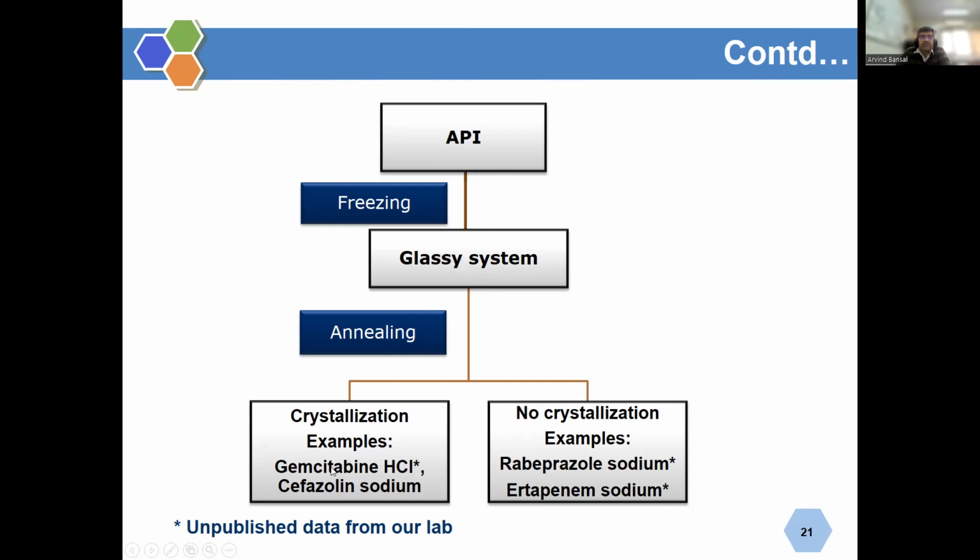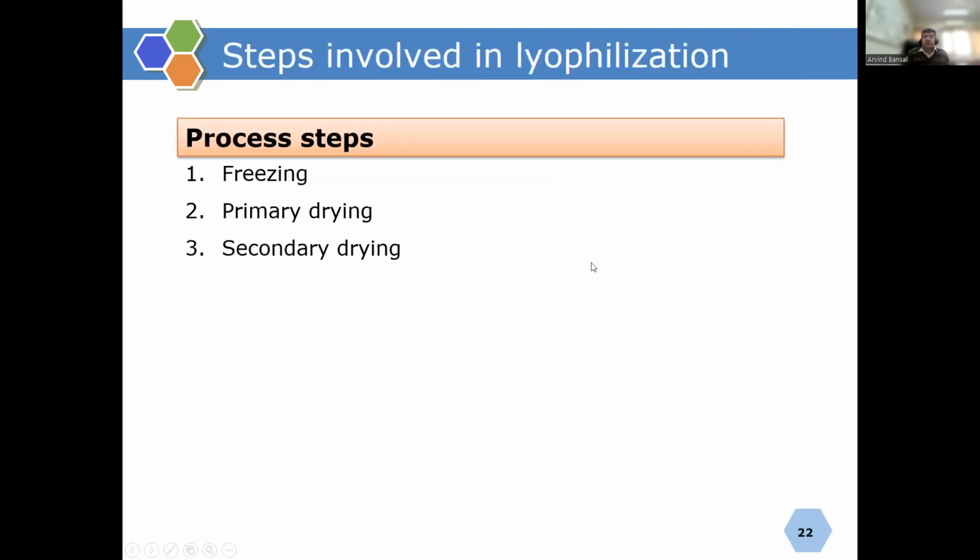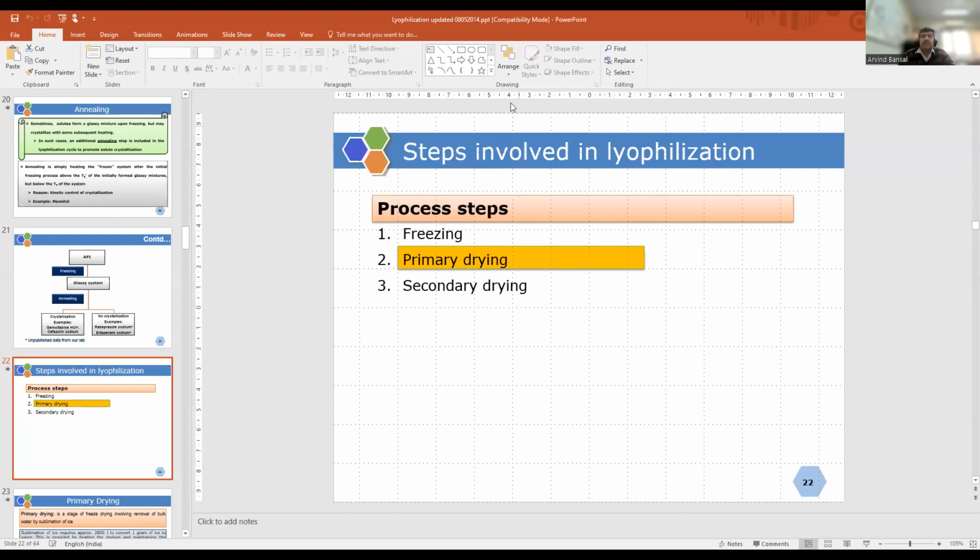The examples of some solutes that show crystallization after annealing include gemcitabine hydrochloride and cefazolin sodium. While even after annealing, some solutes do not show any crystallization, and those examples include rabeprazole sodium and ertapenem sodium. So this is the end of our discussion related to the freezing step. Thereafter, we will be discussing the primary drying step and its significance in the overall lyophilization process.